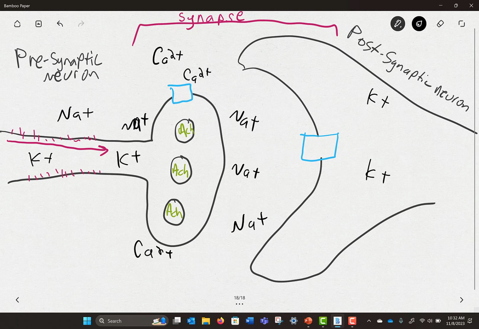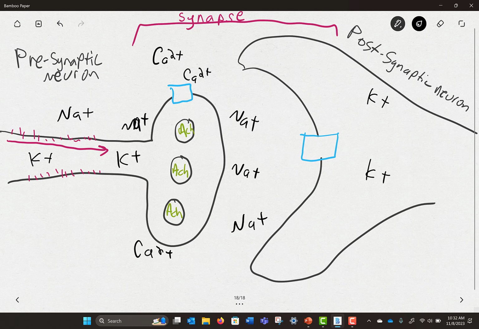So the action potential is traveling where we just drew our red arrow over on the left. It gets to the terminal bouton, and the terminal bouton reaches threshold. What happens at threshold? Voltage-gated sodium channels open. But here, we also have voltage-gated calcium channels. So voltage-gated calcium channels open.